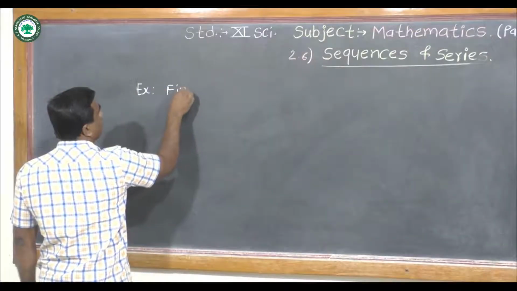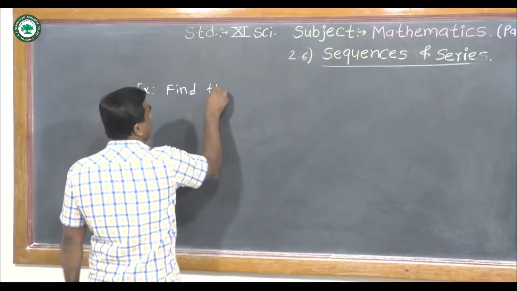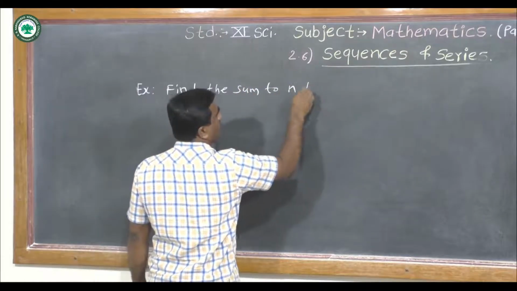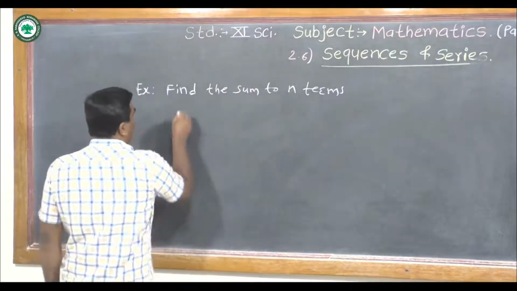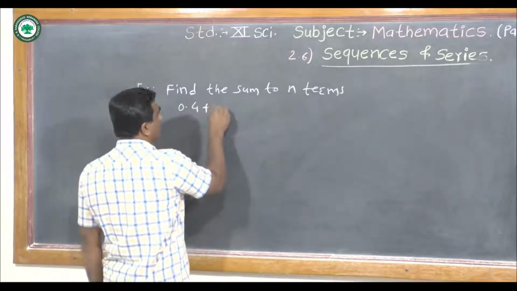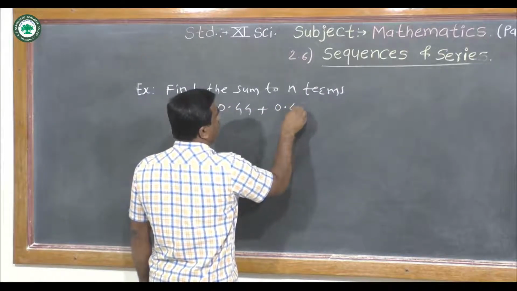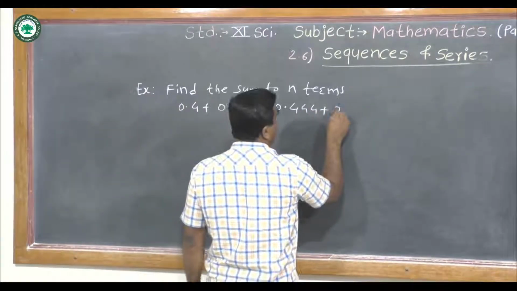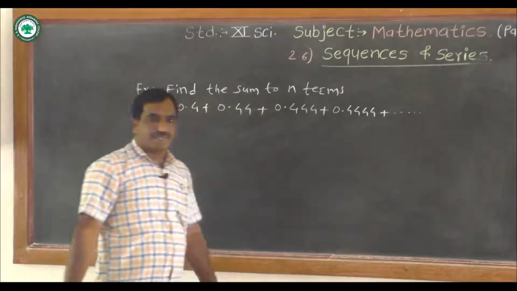Find the sum to n terms for 0.4 plus 0.44 plus 0.444 plus 0.4444 plus so on.